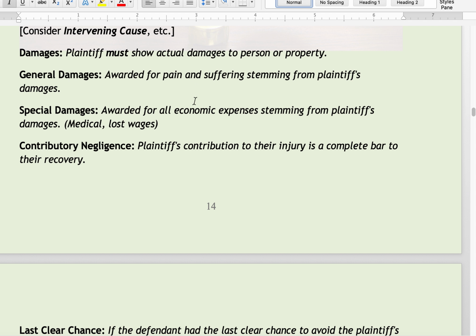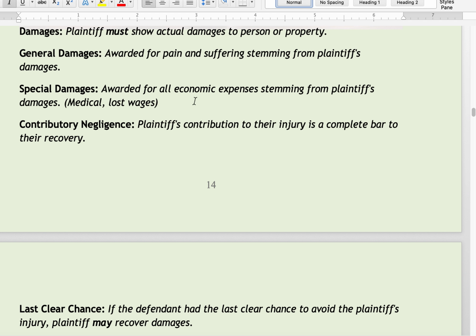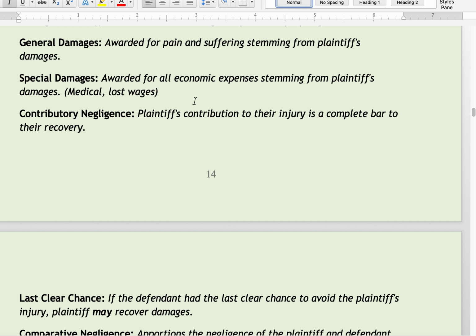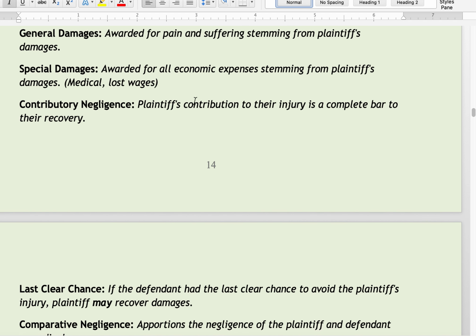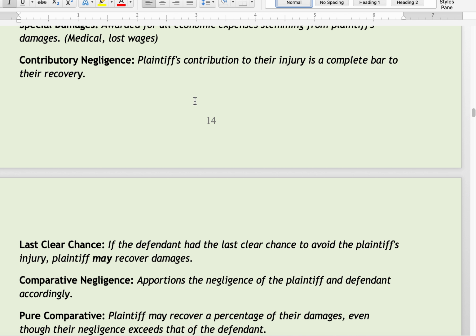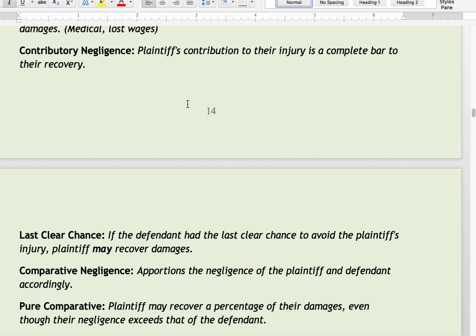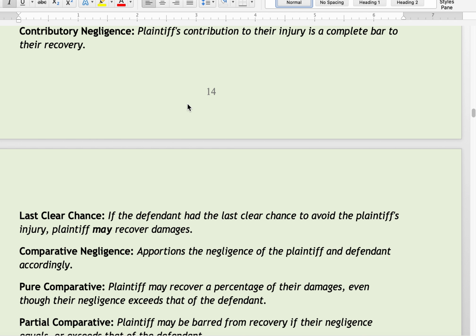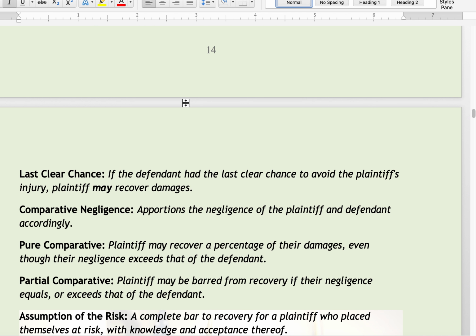Damages. Plaintiffs must show actual damages to person or property. General damages awarded for pain and suffering stemming from the plaintiff's damages. Special damages awarded for all economic expenses stemming from the plaintiff's damages. Contributory negligence. Plaintiff's contribution to their injury is a complete bar to their recovery.